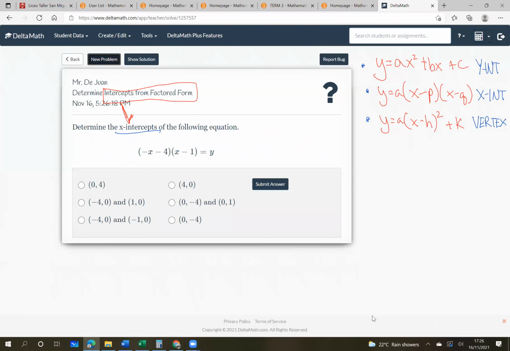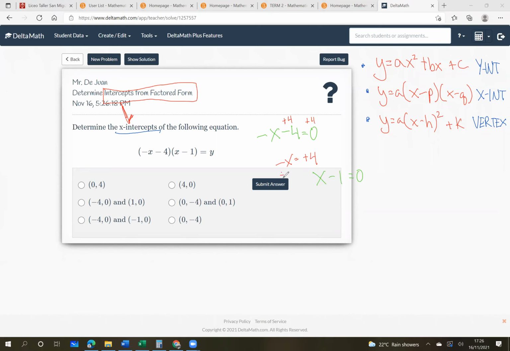Here you have negative x minus 4 equal to 0. And here you have x minus 1 equal to 0. How did you get negative x minus 4 equal to 0? Well, let's find out what x is. Plus 4 on both sides. Now you have negative x equal to plus 4.